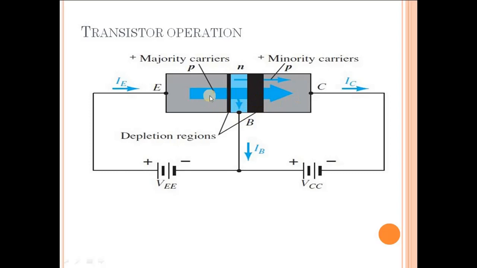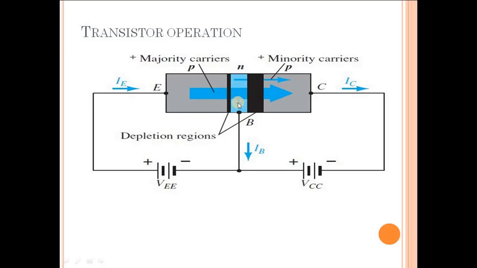So now the question is, will there not be any current in this direction? Will there not be any charge carrier movement in this direction, to the B terminal, the base terminal? So the answer to this question is yes, there will be a movement of charge carriers in the base terminal direction, but the number of charge carriers moving in the base terminal direction will be very less, because the base layer is already very thin.